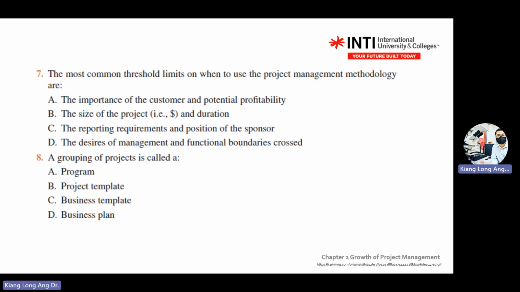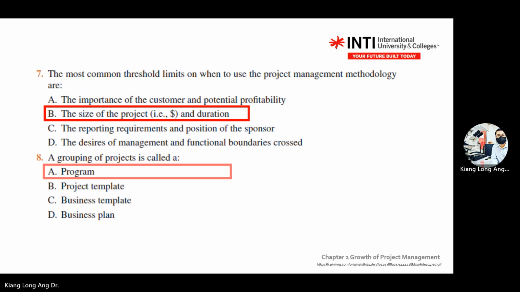Most common threshold limit on when to use the project management methodology. This is also under project methodology. This one is the size of the projects and duration. If you use a methodology, they will look at the size. The size means the cost and the duration. A grouping of projects is called a program. Okay.